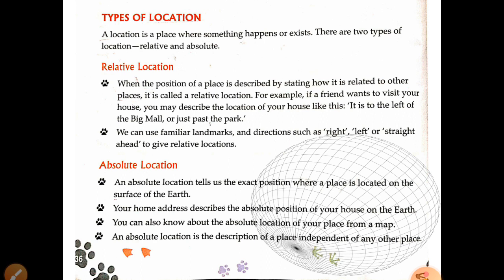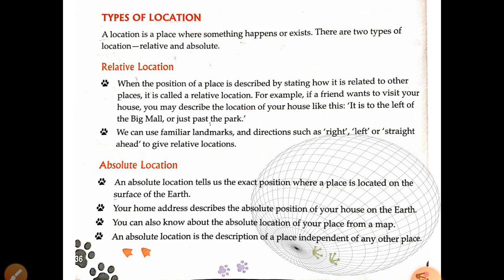The second thing, you can also find out the absolute location of your place from a map. With the help of a map or a globe, we can get the absolute location. With a globe it is difficult, we can't get it, we need a bigger size, but with the help of a map we can get the absolute location of our place. The next point, an absolute location is a description of a place independent of any other place. So while we are giving an absolute location of any place to someone, at that time we don't need to relate the place with another one.